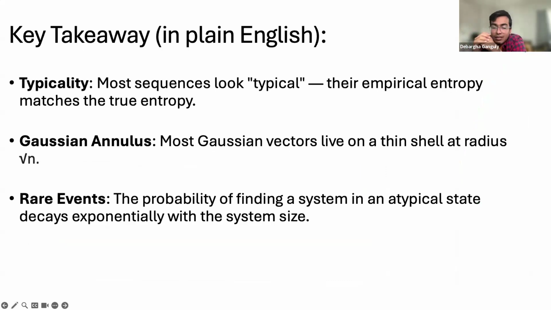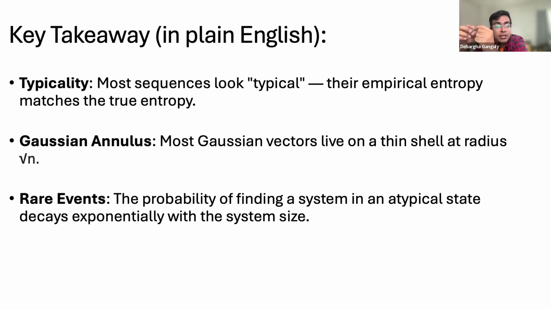So I promise that's the end of the math part for now. The rest of it is going to be very intuitive. So the key takeaways here being that typicality means that most sequences look typical. That is, their empirical entropy matches the true entropy of the source.